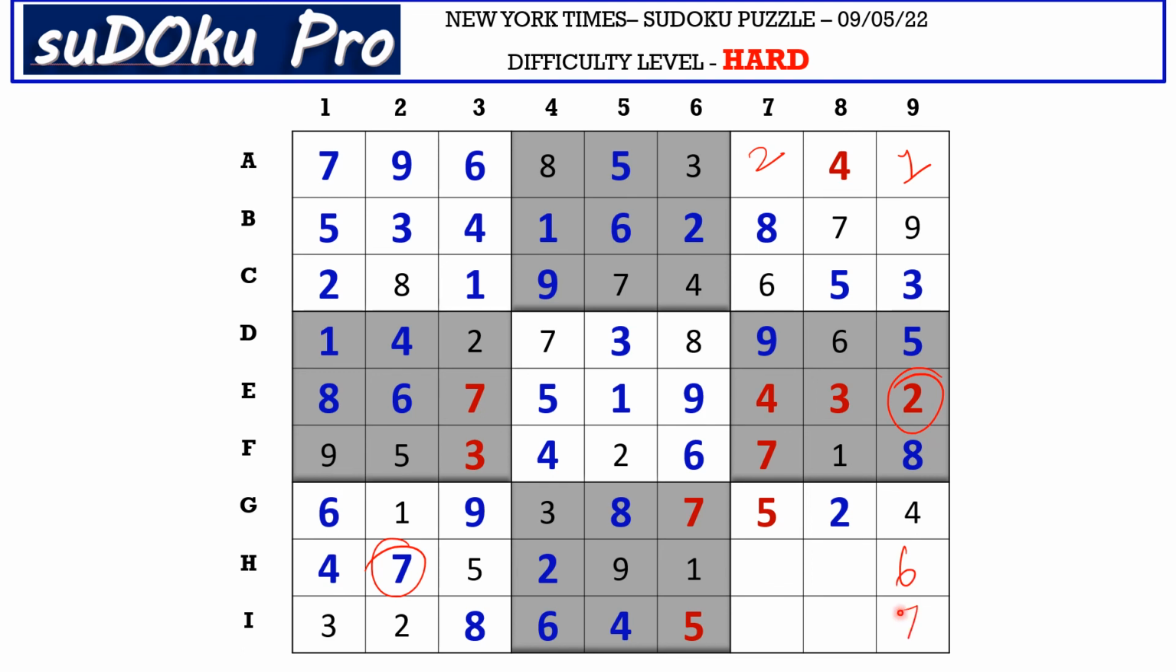The missing numbers in column 8 are 8 and 9. There is a 9 blocking from here. So H8 takes 8 and I8 takes 9. Here the missing numbers are 1 and 3. There is a 1 blocking from here. So H7 takes 3 and I7 takes 1.